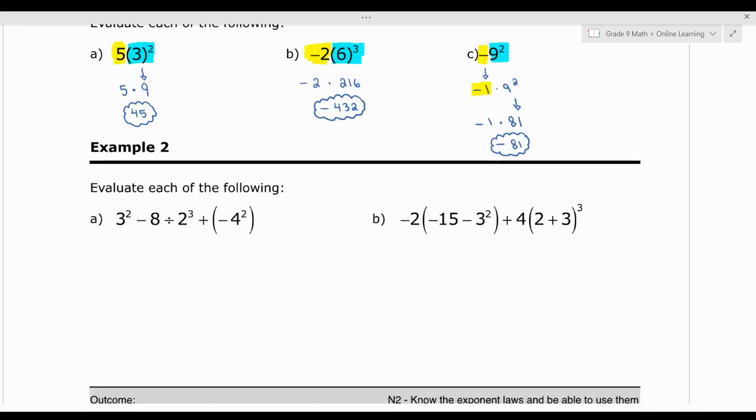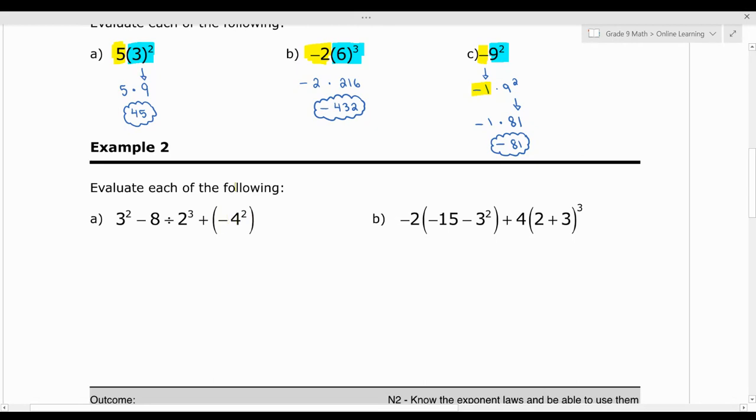Example 2 looks a little bit busier. We are going to evaluate each of the following. So question A, you have 3 squared minus 8 divided by 2 to the power 3 plus negative 4 to the power 2. Now, according to our BEDMAS, it does tell us to do brackets first, but when it's talking about brackets, I usually think about, is there a plus or minus happening? So do I need to clean up like plus some number, minus some number? So this actually is just a coefficient of negative 1.